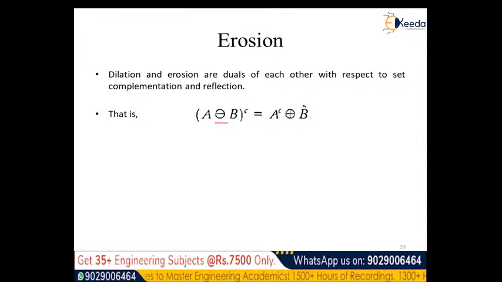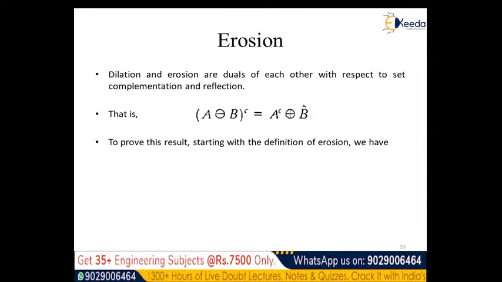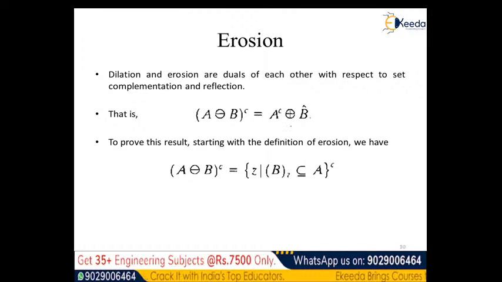The symbol of erosion is a minus sign inside a circle, whereas for dilation it is a plus sign inside the circle here. Now for proving this particular result, we have to start with the definition of the erosion that we have already given, and I just substitute that definition inside the bracket here. So inside the bracket, as we have A eroded by B, this is the definition, and to this definition we provide complement, so to the power we shall be writing C here.